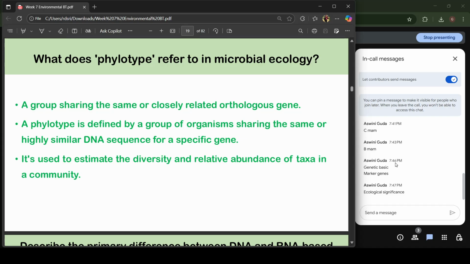If it is completely the same, we are going to call them the same strain. But when a particular gene or a number of particular genes are very closely related or the same, those organisms together we call phylotypes. In microbial ecology, we use this to estimate the diversity and relative abundance of the taxa in a community. Because these are closely related, the metabolic potential could be similar, and hence it is of high ecological significance, as you have mentioned.